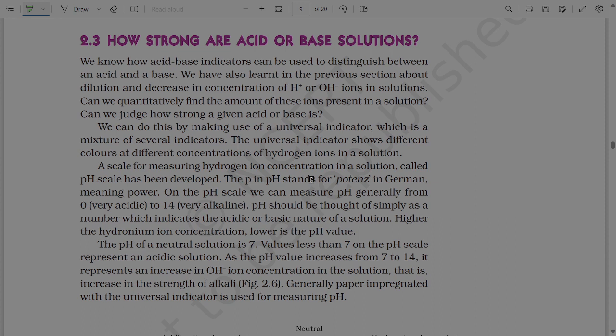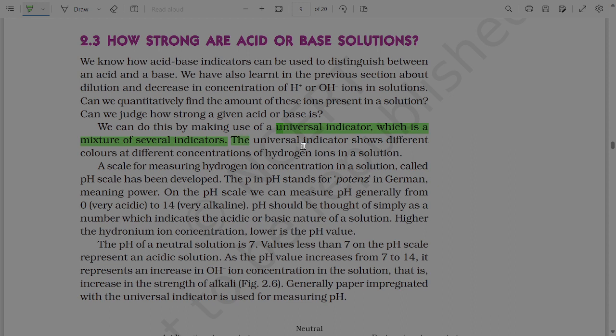We have also learned in previous sections about dilution and the decrease in concentration of H+ or OH- ions in solution. Can we quantitatively find the amount of these ions present in a solution? Can we judge how strong a given acid or base is? We can do this by making use of a universal indicator, which is a mixture of several indicators. What is a universal indicator? A universal indicator is a mixture of several indicators.